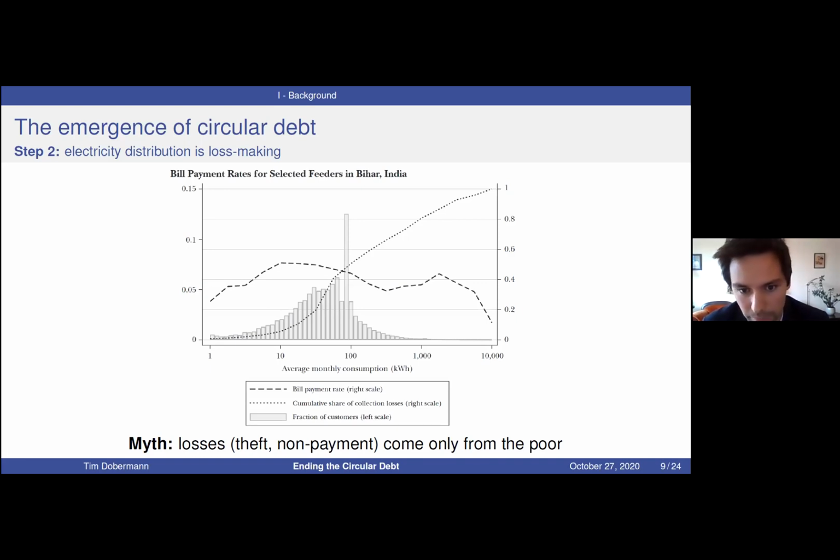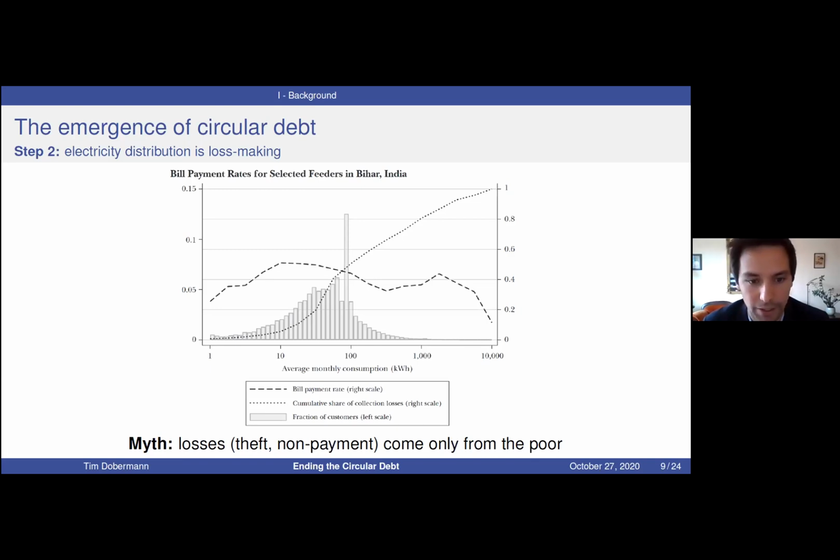Over time, they might pay back the entire value of the bill, but at least in a given month, you see that the repayment rate is very low. And this is not particularly correlated with the actual amount of consumption. Secondly, if you look at the cumulative share, the dotted line, around the midpoint, the average consumer, maybe around 100 units, the cumulative distribution of collection losses is around 50%. So this is saying that half of the losses still come from above average users.